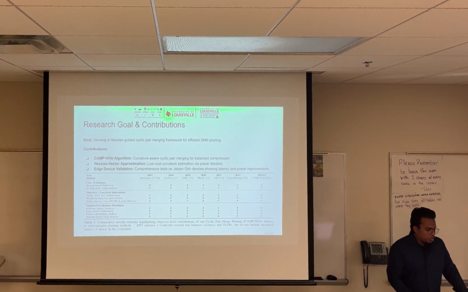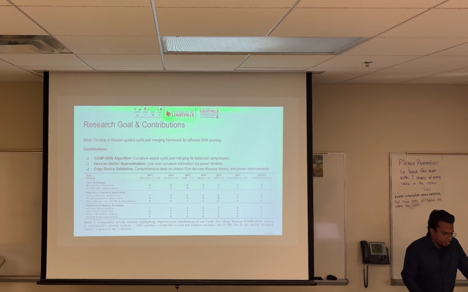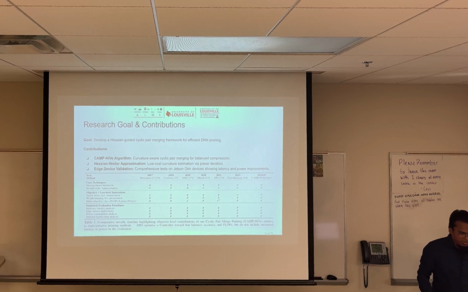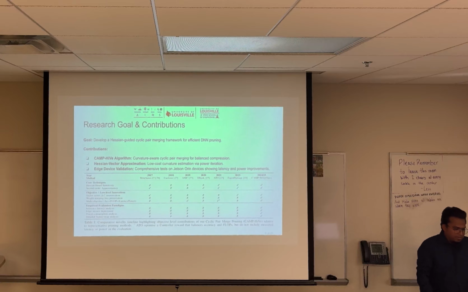Okay, so our goal is to develop a Hessian-guided cyclic pair merging framework for efficient DNN pruning. We have contributed at many objective levels. Our first contribution was the CAMP-HiVe algorithm that we developed, curvature-aware cyclic pair merging for balanced compression. Then we contribute on the Hessian-Vector approximation. Instead of the full Hessian, we use the Hessian-Vector approximation. One of the main contributions is edge device validation.